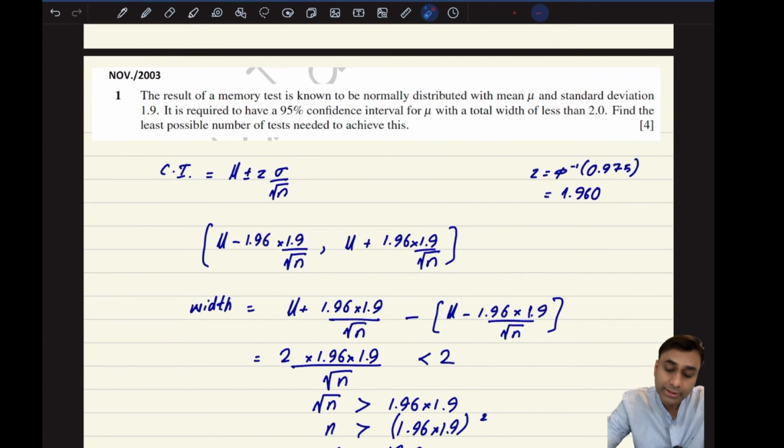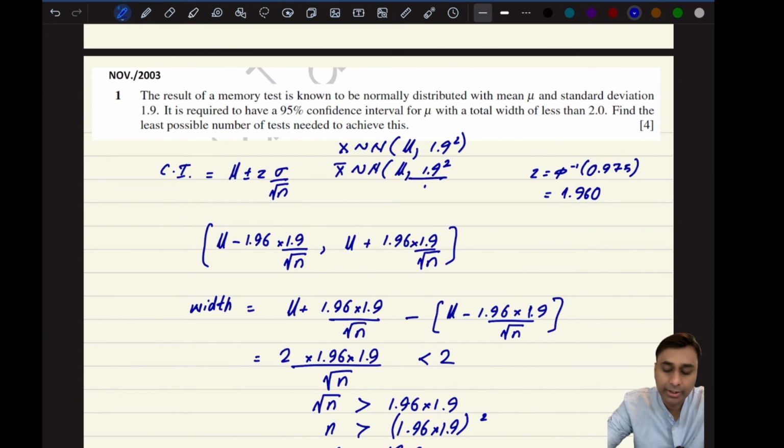Since we know that the original population is normally distributed, we also know that the sample mean should follow a normal distribution. So if x follows a normal distribution with mean mu and variance 1.9 square, then x bar should follow a normal distribution with mean mu and variance 1.9 square divided by n.